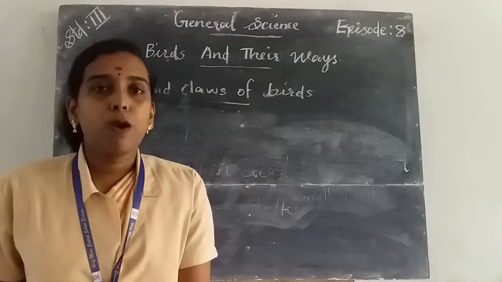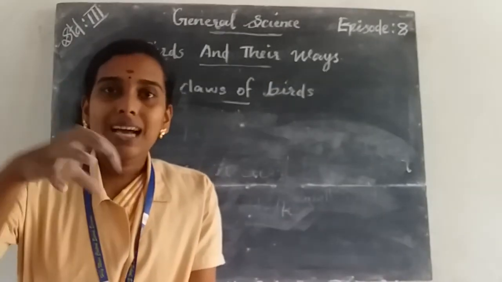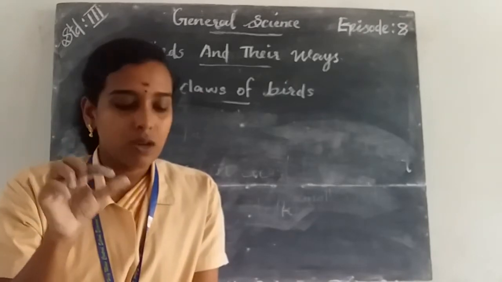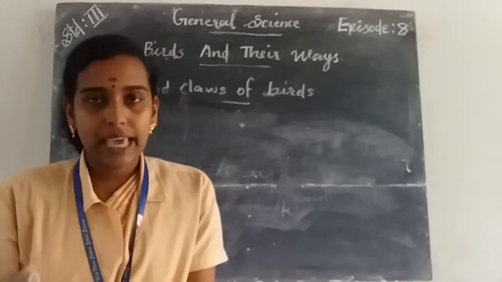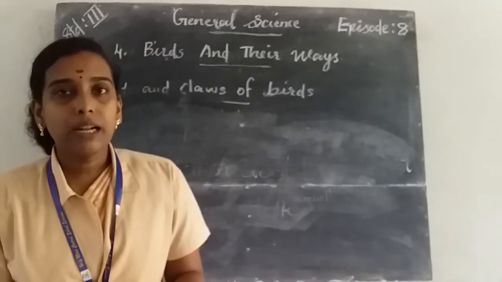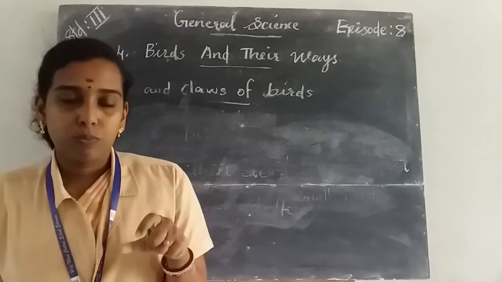And next one is broad and flat beaks. Ducks have broad and flat beaks, and birds like spoonbills also have broad and flat beaks, and they use their broad and flat beaks to find food while digging up the muddy bottom of a pond or lake.